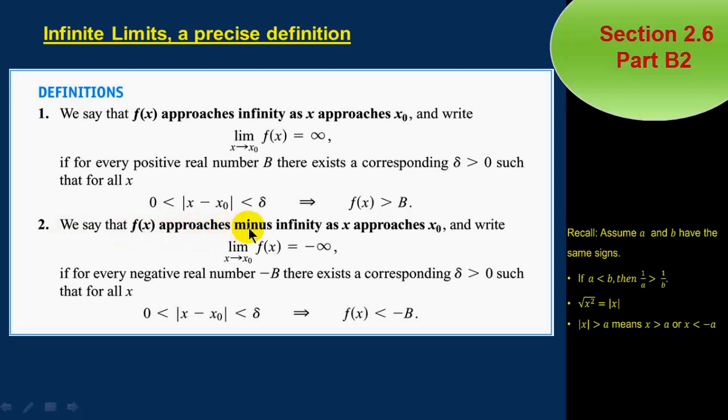We say that f of x approaches negative infinity as x approaches x naught, meaning the limit of f of x as x approaches x naught is equal to negative infinity, if for every negative real number minus B, there corresponds a delta such that the x's within the delta neighborhood imply that f of x will be less than negative B. Infinite limits are what we use to determine whether the graph of a function has a vertical asymptote.